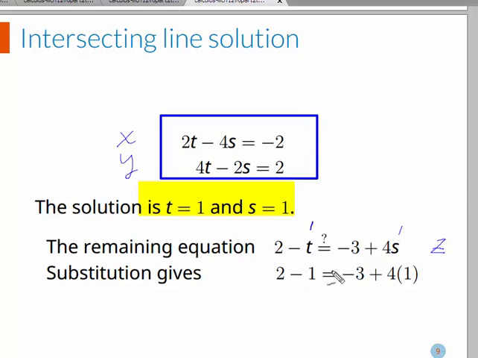And what do we get? We get 1 equals 1. We get equality, and because we get equality, that tells us that these lines do intersect. They intersect at a point, and we'd like to find the coordinates for that point.